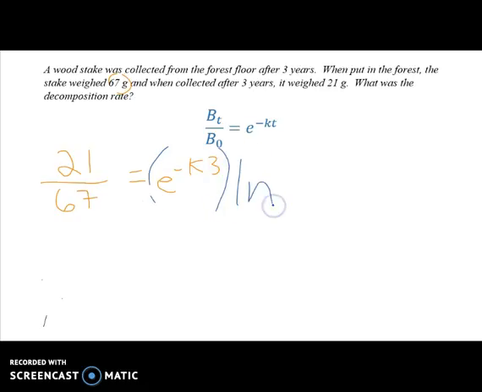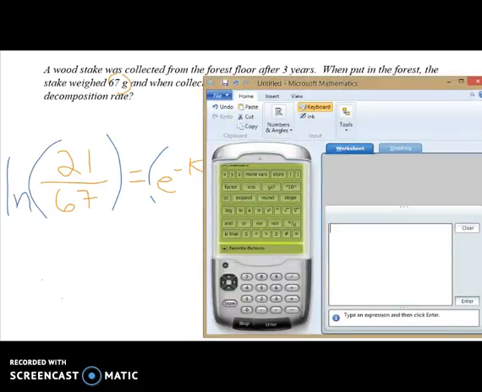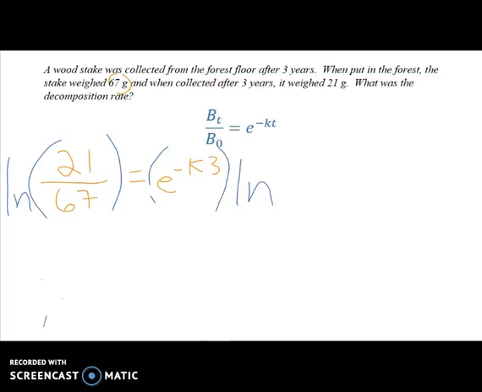And if we do that to one side, we have to do it to the other. So if we use our calculator, we can figure out what the natural log of 21 divided by 67 is. That gives us an answer of negative 1.16 equaling negative k3.